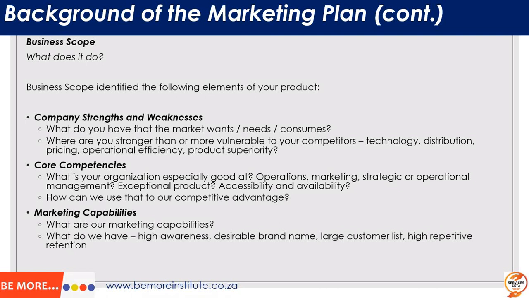You look at the company strengths and weaknesses. What do you have that the market wants or needs? Where are you stronger than, or more vulnerable to, your competitors? Is it technology? Is it your distribution channels? Is it your pricing? Your product superiority, your quality point of view. What are your core competences? What are you good at? Your operations? Is it marketing, strategic?